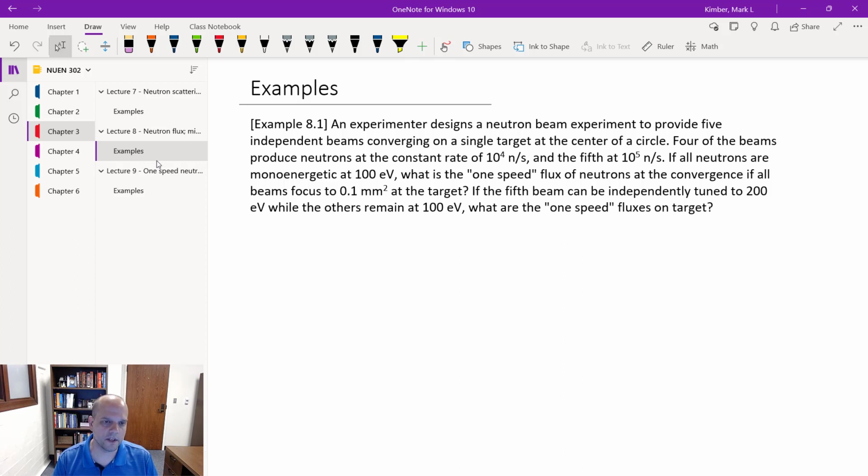We'll do that first, and then we want to consider case 2, where the 5th beam I can independently tune to a higher energy, from 100 eV to 200 eV. The other 4 stay at 100 eV, and then we ask ourselves, well, what does it even mean to say what the one speed flux on target is? So we'll first do case 1.